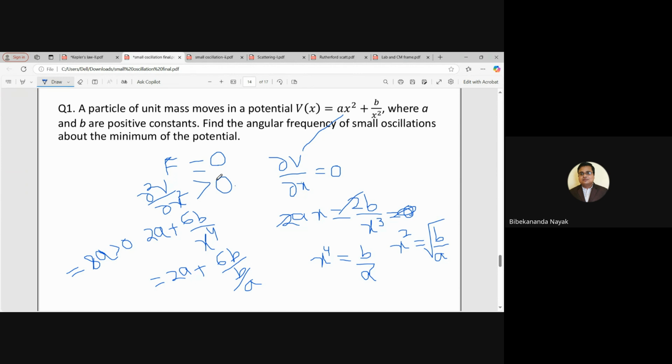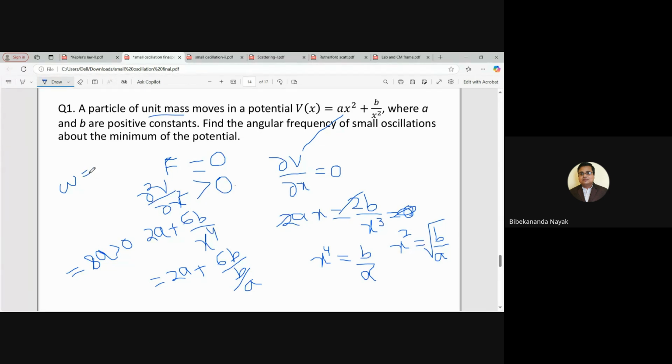Second derivative greater than 0 means the potential is at a minimum. So it is the stable equilibrium case. So what is the frequency? The formula is given. Unit mass is given, so m is equal to 1.